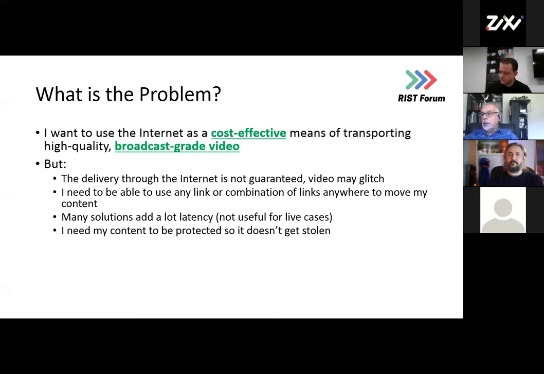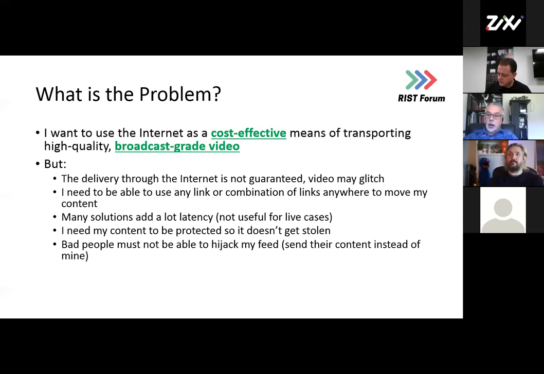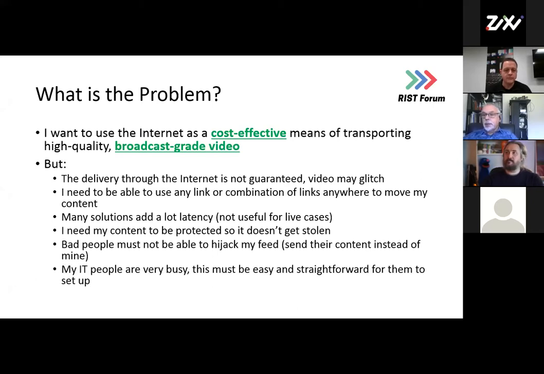Also, very important, I want my content to be protected so it doesn't get stolen. My content's valuable and needs to be protected in flight. The other aspect of this is that bad people shouldn't be able to hijack my feed. You send a reporter to the field, the reporter is going to transmit back to the station. What if it's not the reporter? That needs to be taken care of. Also, my IT people are very busy. This needs to be easy and straightforward for them to set up. So those are the challenges in using the internet for transporting broadcast-grade video.